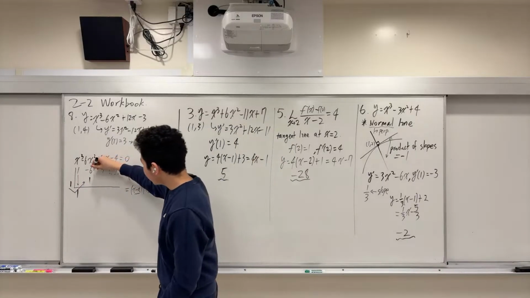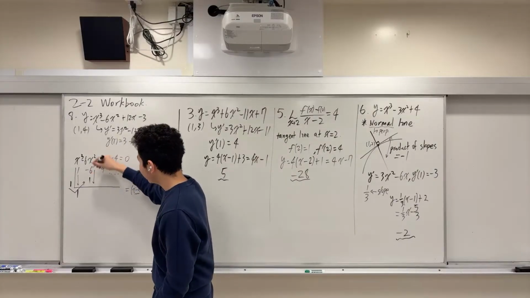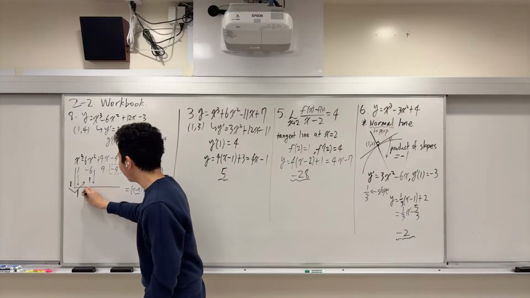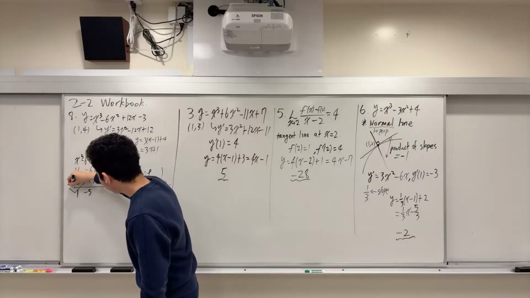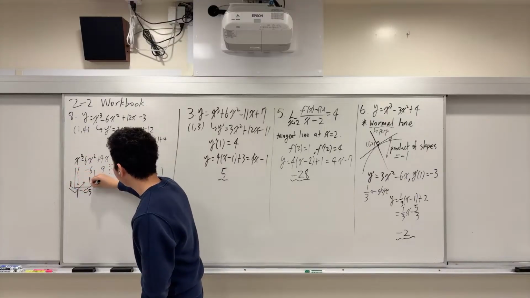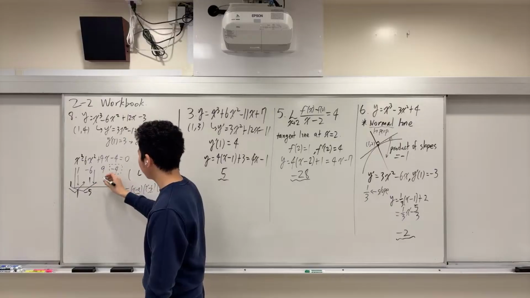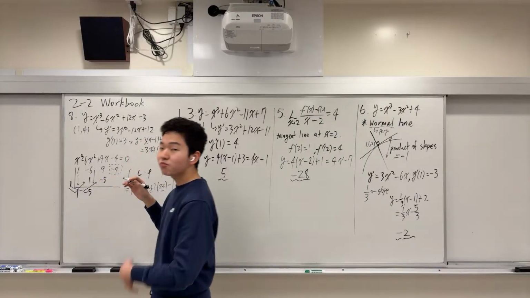The next thing that we're going to do is vertically add it. So -6 plus 1 equals -5, and write it down like that. The next step is to take the leftmost number that we picked and then multiply it and put it over in the next position, so -5.